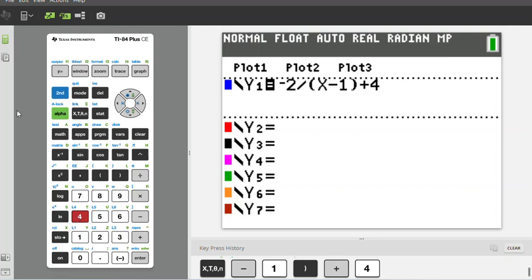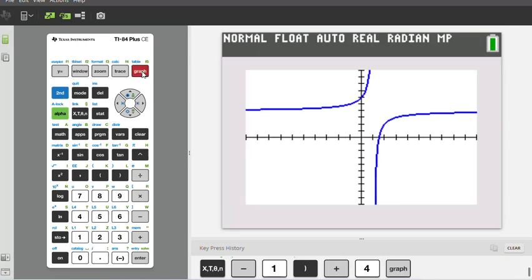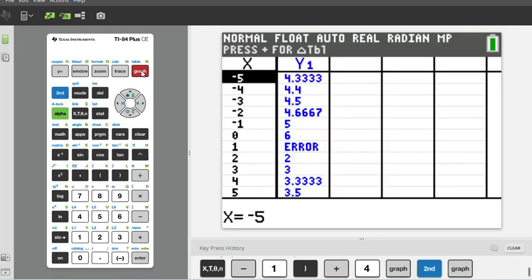You can press the graph button to see what the graph looks like. But what's going to be really helpful is second graph, because that's going to give you the table. And you're going to copy down your values for y. So when x is -1, y is 5. And when x is 0, y is 6. When x is 2, y is 2. And when x is 3, y is 3.